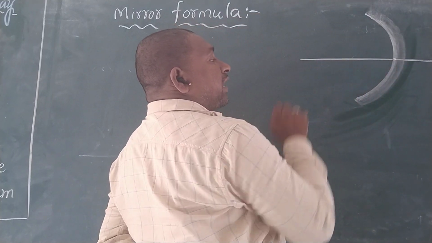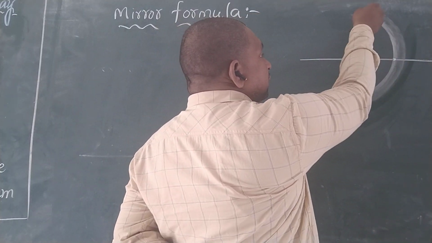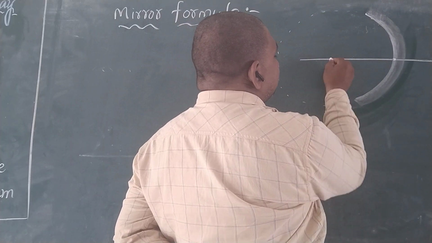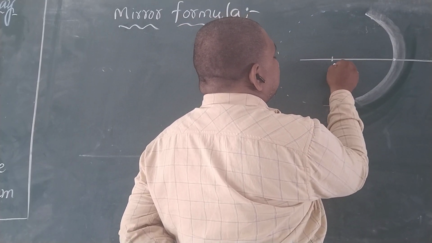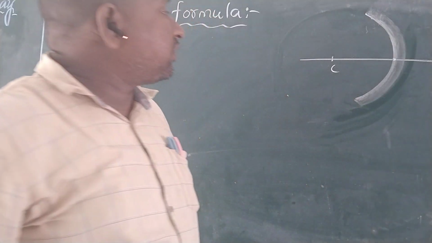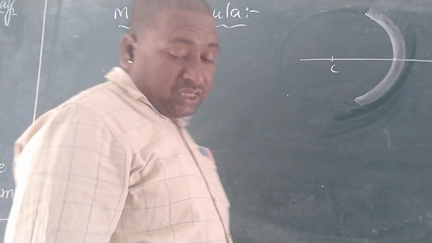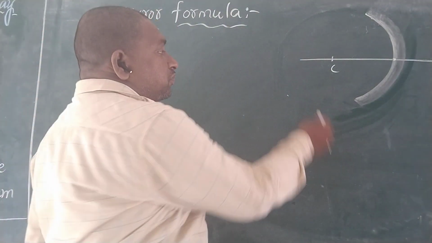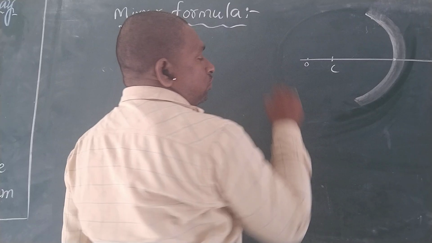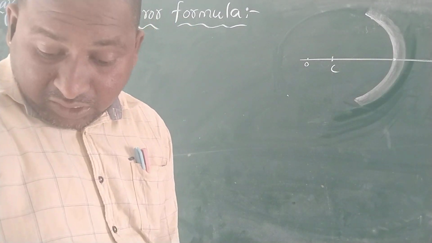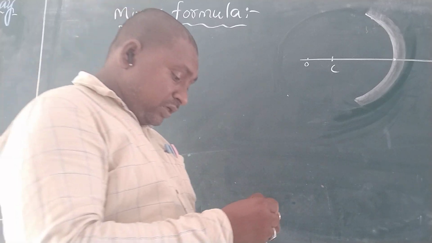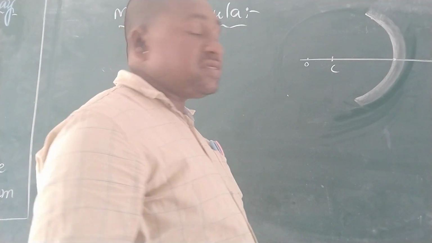This is called the principal axis. This curvature has a center, C, the center of curvature. Let us take an object on this principal axis. Here is the object O. The diagrammatic part is very important for this derivation. If the diagram is clear, the derivation is very easy.